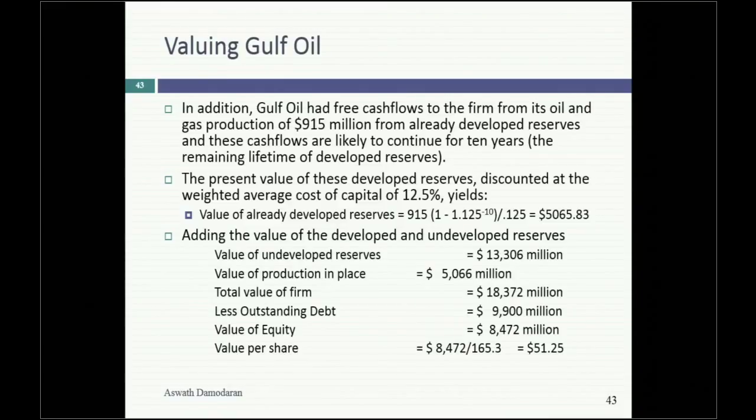So in the case of Gulf Oil, that's the value of the undeveloped reserves. I can finish the valuation just like I did for Biogen. I took the value of the developed reserves as a traditional set of cash flows. The 915 million in cash flows, they had 12 years left on the developed reserves. I took the present value of those cash flows using the cost of capital. Like any other traditional valuation, I get a valuation of 5,066 million for the developed reserves. I add the undeveloped reserves. In the case of Gulf Oil, you can see almost 2/3 of the value comes from the undeveloped reserves. I subtract out debt, I add cash, I do all the normal stuff. The value per share that I get is $51.25. And the bulk of that value is for undeveloped reserves.